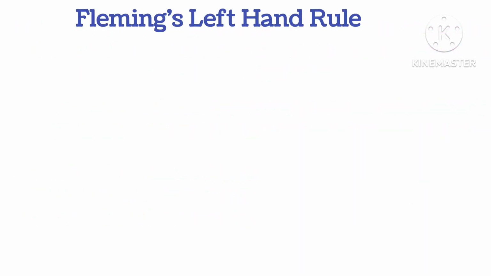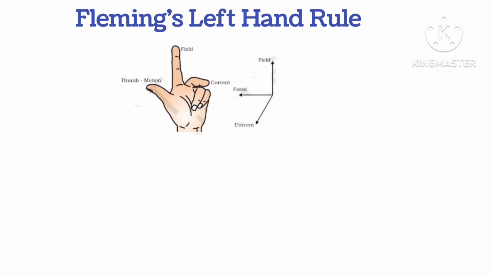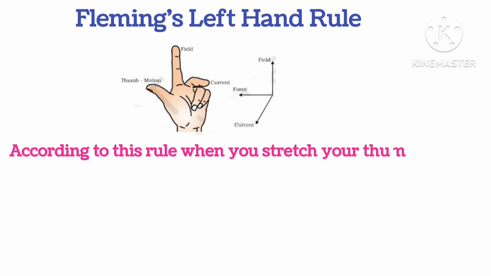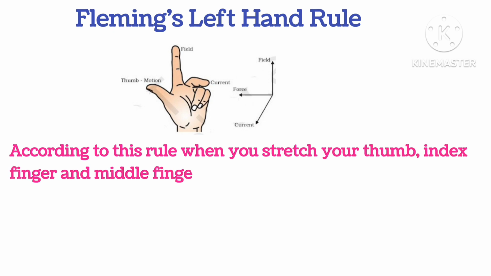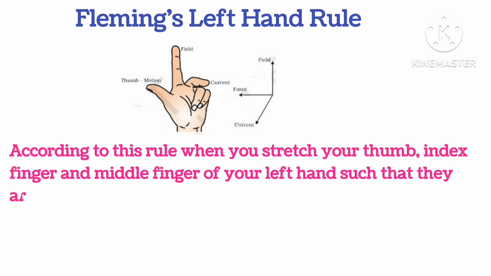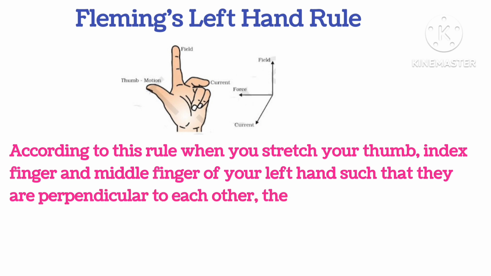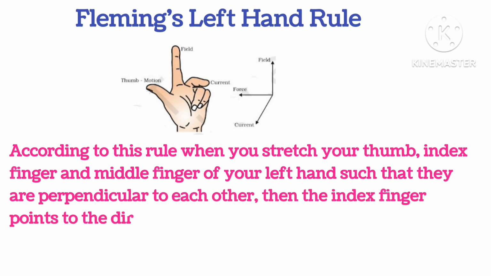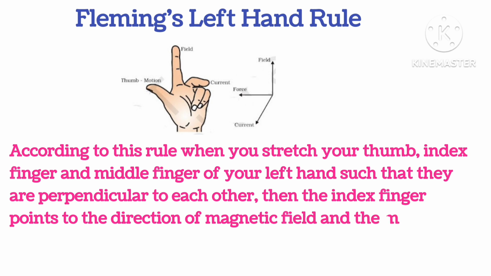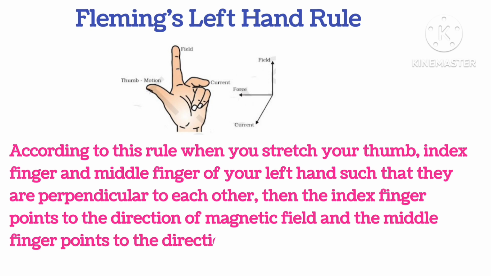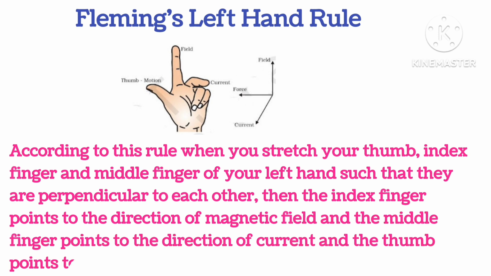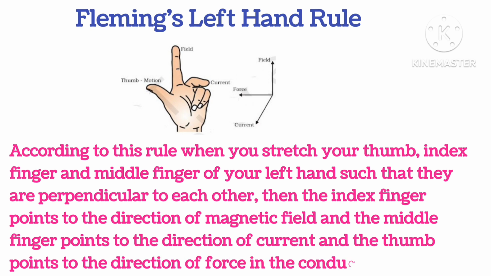Fleming's left hand rule. As shown in the diagram, according to this rule, when you stretch your thumb, index finger and middle finger of your left hand such that they are perpendicular to each other, then the index finger will point in the direction of magnetic field, middle finger will point in the direction of the current, and the thumb will point to the direction of force in the conductor.